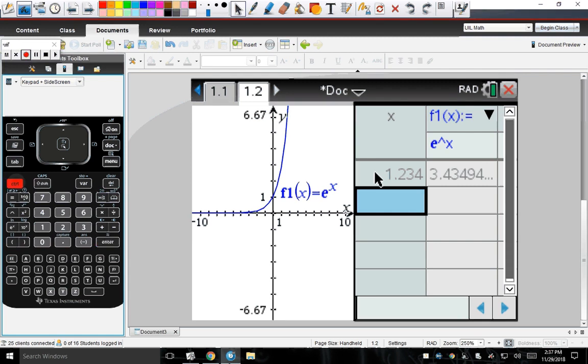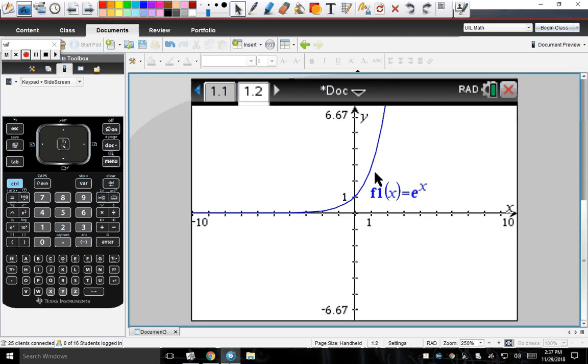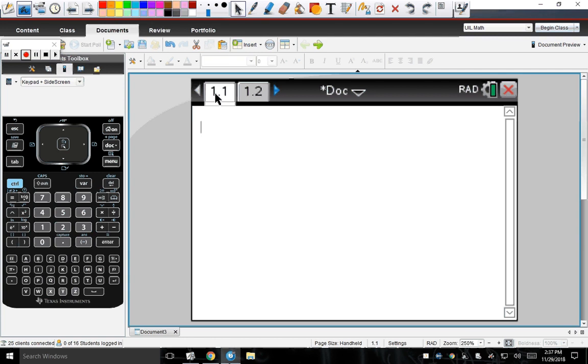Now, Control T to get rid of the table. What if I didn't want to use the table? And I'll tell you right now, I don't like using tables. I mean, of course, we have to know how to use them. But I don't prefer them. I prefer using my home page to find out what those values will equal.